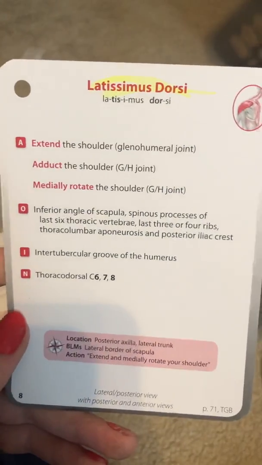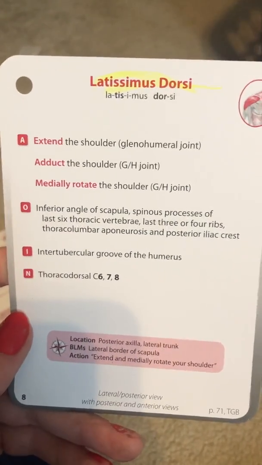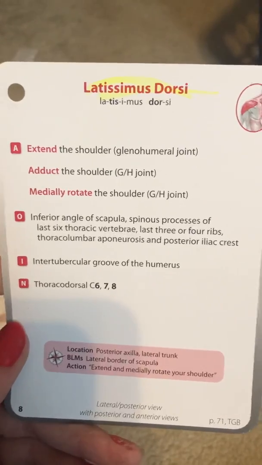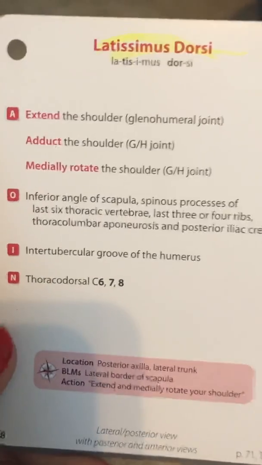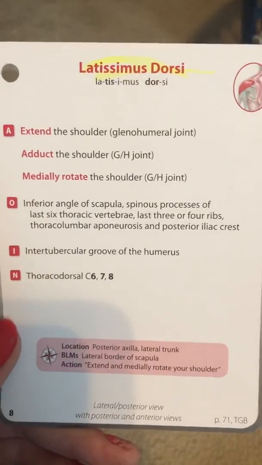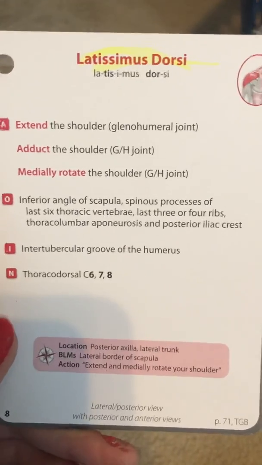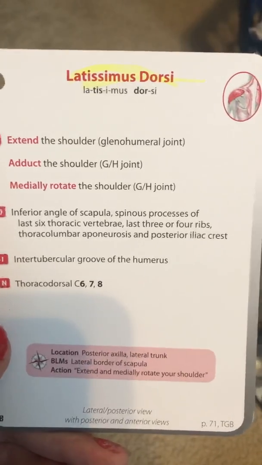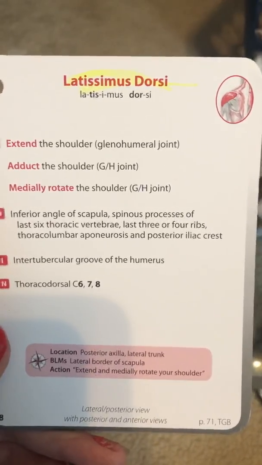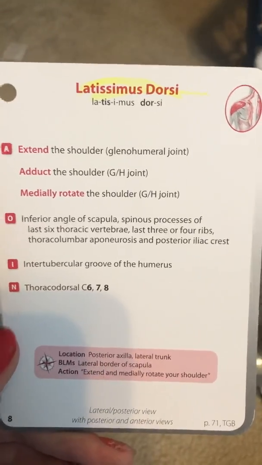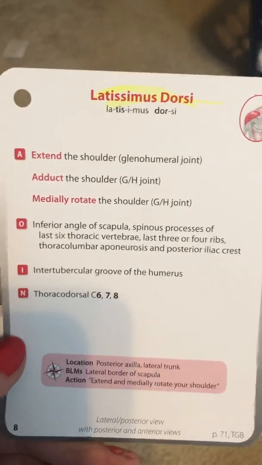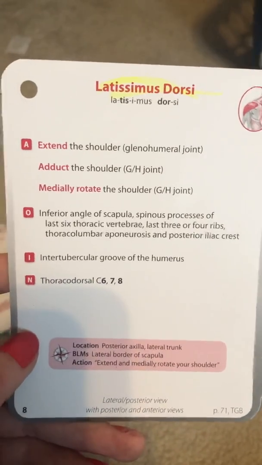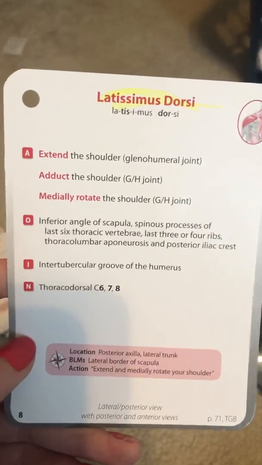Latissimus dorsi. Extend shoulder, adduct shoulder, medially rotate shoulder. Origin, inferior angle of scapula, spinous processes of last 6 thoracic vertebrae, last 3 to 4 ribs, thoracolumbar aponeurosis, and posterior iliac crest. Insertion, intertubercular groove of humerus. Nerve supply, thoracodorsal.